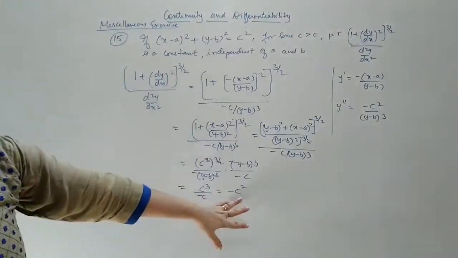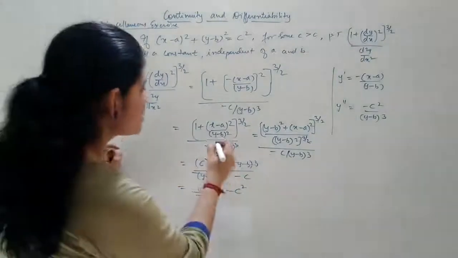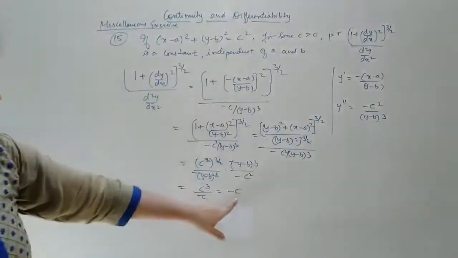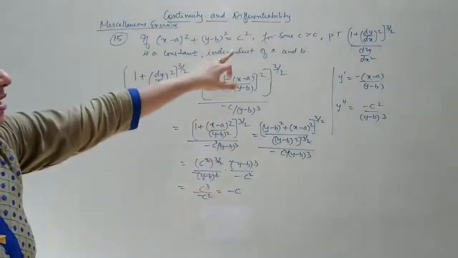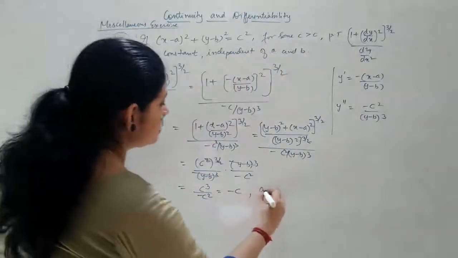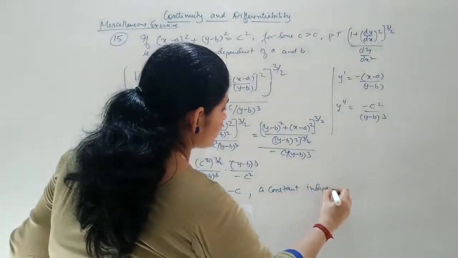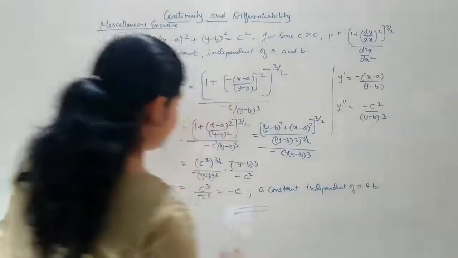So c square, when we say, sorry, this is c square, right? And here you have c square, so you are getting minus c. So minus c is actually a constant. For some constant c greater than 0 you have. So you can say that a constant independent of a and b.